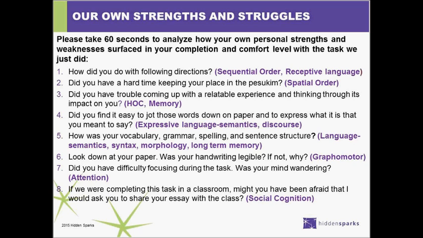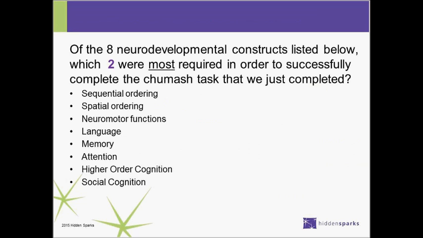Okay, what I'm going to ask you to do now is, of the 8 neurodevelopmental constructs listed below, which are the ones that we just covered, and the only ones, which 2 would you say were the most required in order to successfully complete the Chumash task that we just did? That's to say, without capabilities in these 2 areas, it would be extremely difficult for you to complete this task effectively. I'm going to ask you to use your chat feature now to share with us which 2 of these you think we sort of can't live without in order to complete this task.